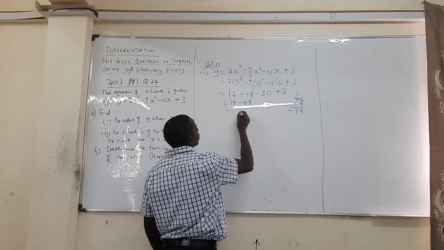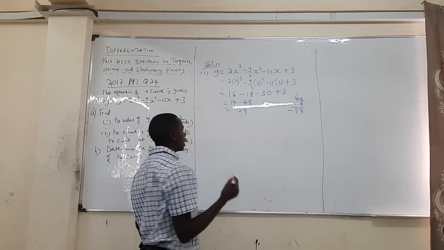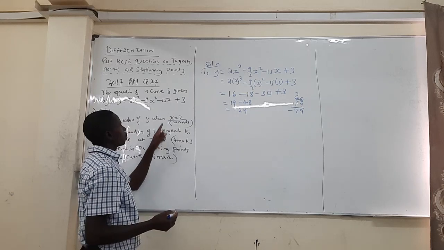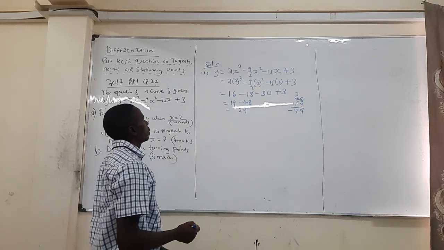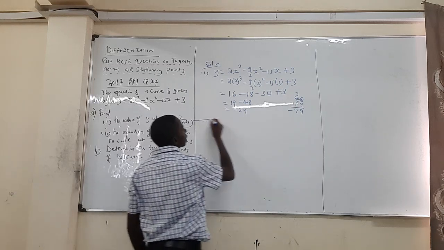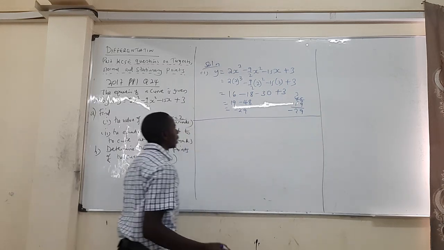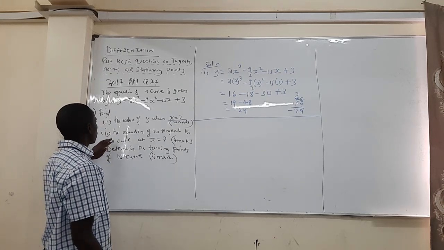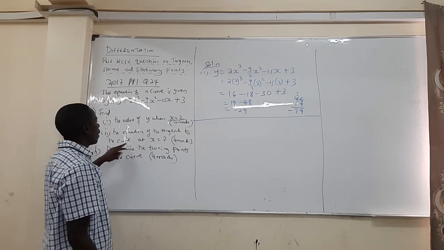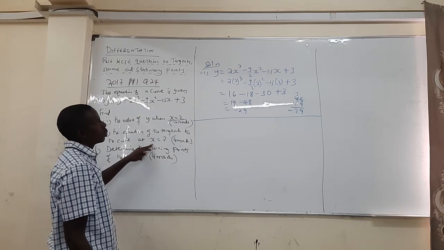So our answer is minus 29. So when x is equal to 2, the value of y is equal to minus 29. So look at question number 2. We are required to get the equation of the tangent to the curve at x equals 2.